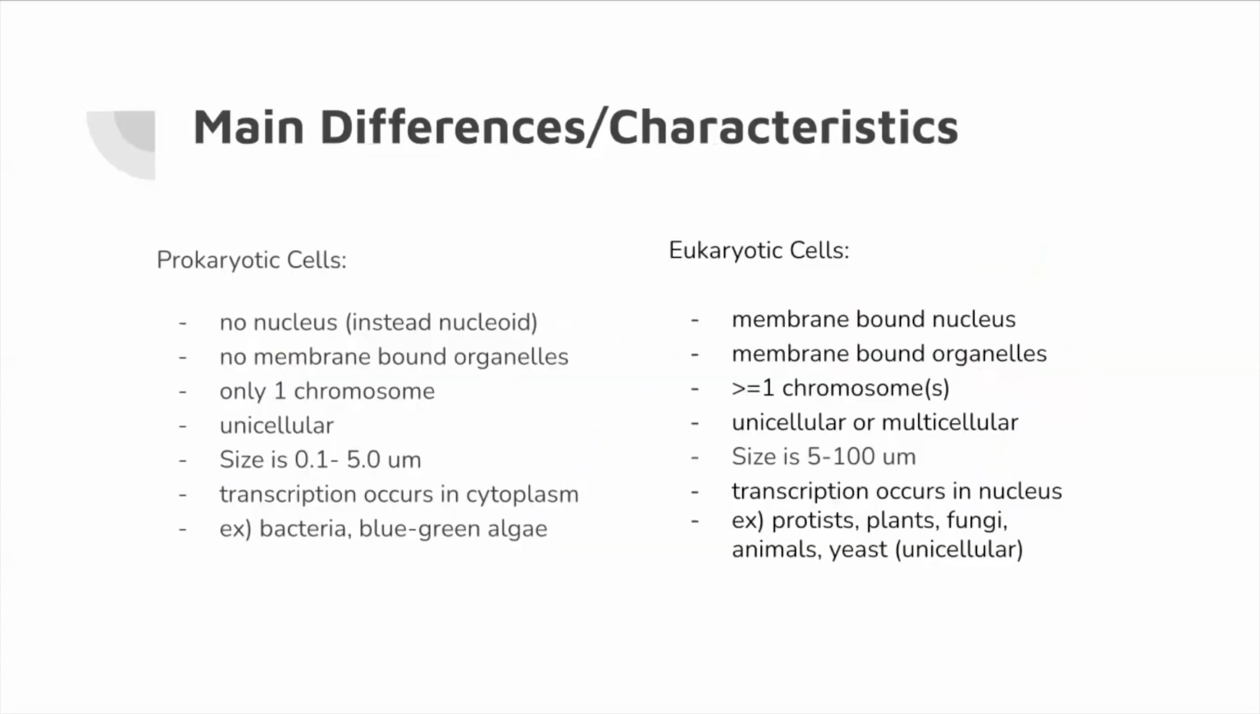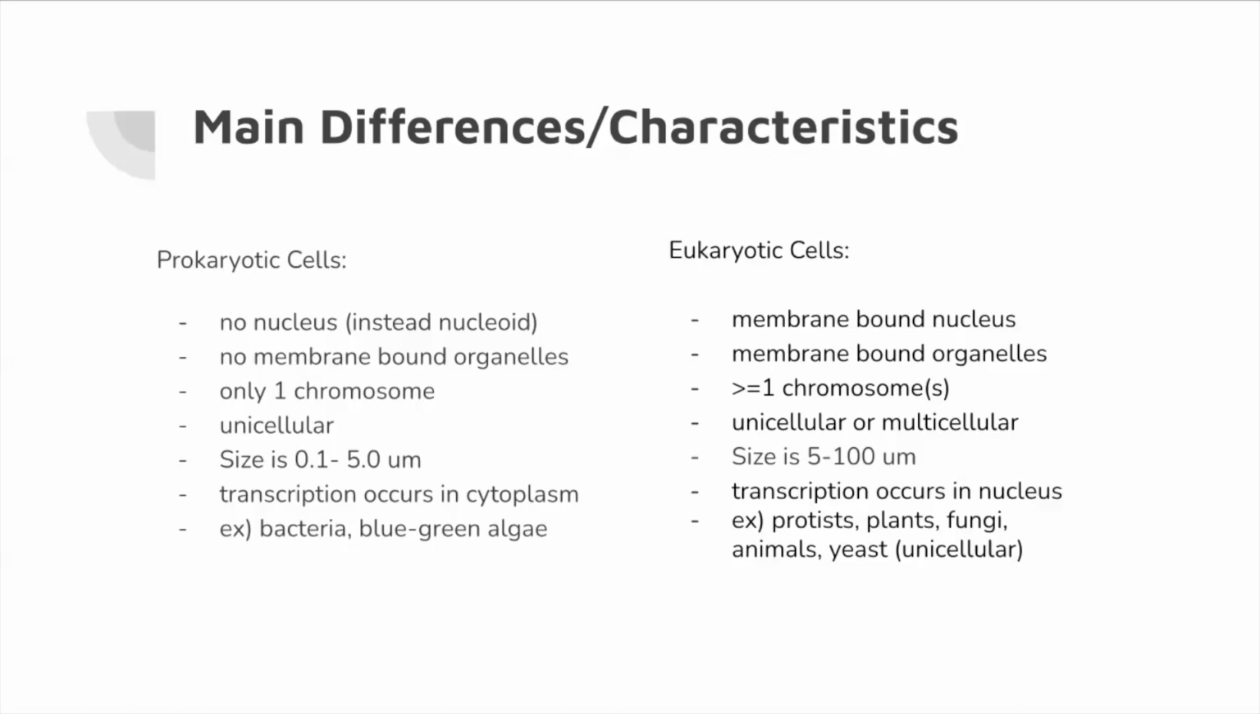All right, now between eukaryotic and prokaryotic cells, there are actually main differences. And one of those is that eukaryotic cells have the presence of membrane-bound organelles and a membrane-bound nucleus. If you remember from prokaryotic cells, they only have a nucleoid and it's not contained in a nucleus. They also differ in how transcription occurs. In eukaryotic cells, transcription occurs in the nucleus, and in prokaryotic cells, transcription occurs in the cytoplasm.